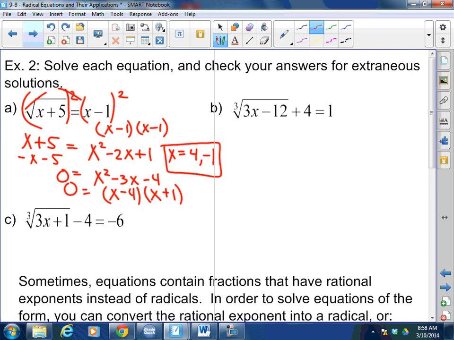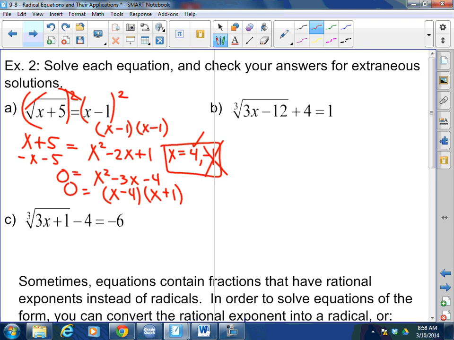Now let's see if it works. 4 plus 5 is 9. Square root of 9 is 3. 4 minus 1 is 3. 4 works. Negative 1 plus 5 is 4. Square root of 4 is 2. Negative 1 minus 1 is negative 2. Negative 1 is extraneous. My only answer is x equals 4. Do you see that, guys?